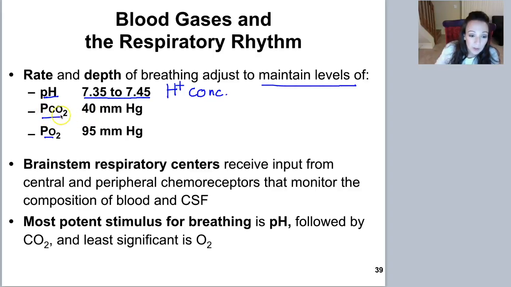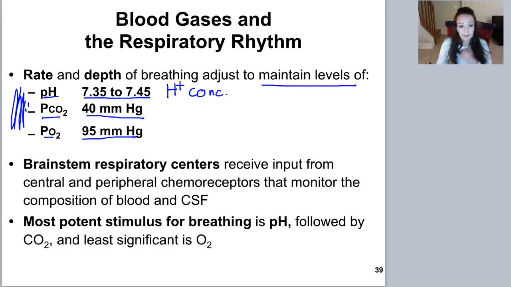And then we also want to monitor our partial pressure of carbon dioxide. In our arterial blood, this should be 40 millimeters of mercury, or right around there. And the third thing we want to monitor is the partial pressure of oxygen, which should be right around 95 millimeters of mercury in our arterial blood. These levels will obviously be different in the venous blood. So this is just for the arterial blood. So I want you to memorize these, first of all. These have to be memorized, okay?